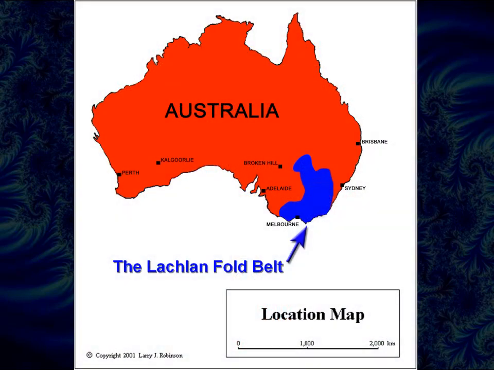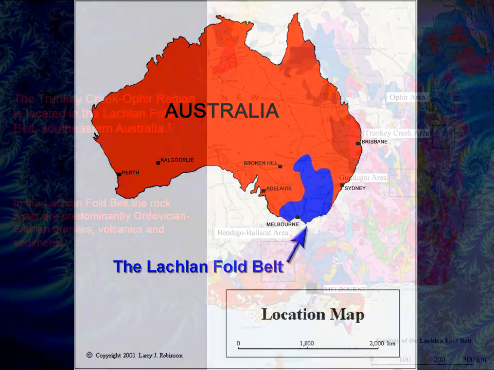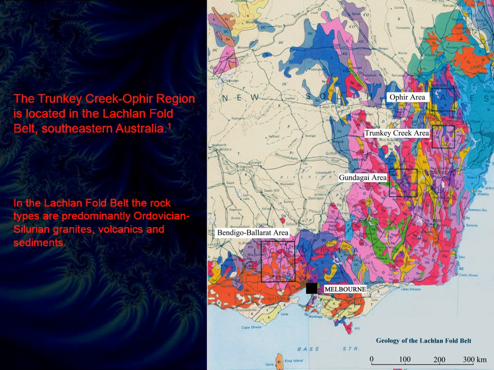The Lachlan Fold Belt of southeastern Australia. The geology of the Trunkey Creek Ophir region is typical of that of the Lachlan Fold Belt, which consists predominantly of Ordovician, Silurian, granites, volcanics, and sediments.